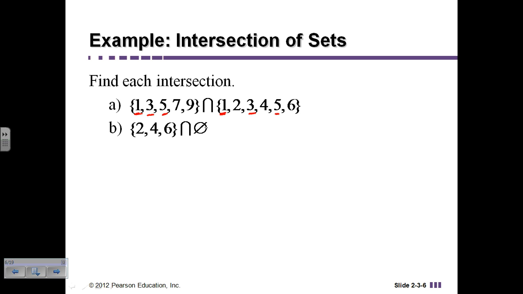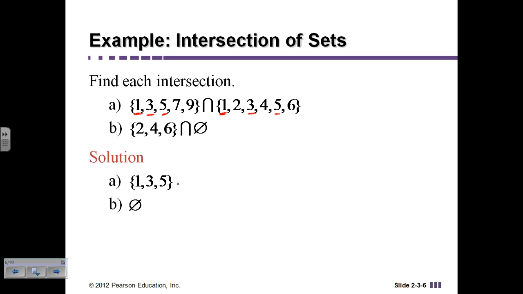In the second example, we'll notice that the first set has 2, 4, and 6, and the second set is the null set. So there are no elements in common, and the intersection would, again, be the null set. So that's what our solutions are. The solution for the first answer would be 1, 3, and 5. Those are the elements they have in common. And the second solution would be the null set.